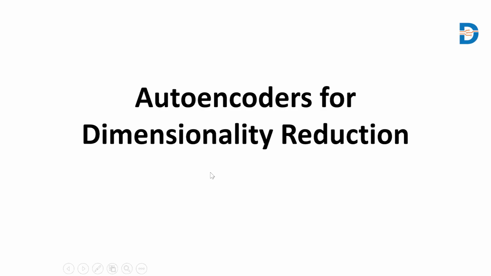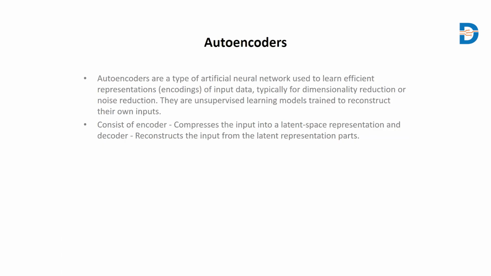Today we discuss autoencoders for dimensionality reduction. Dimension reduction is an important process in data cleaning and feature engineering. So how do autoencoders work and what are the different techniques? We'll discuss that. So, autoencoders.